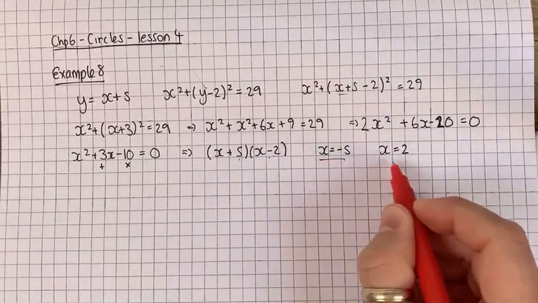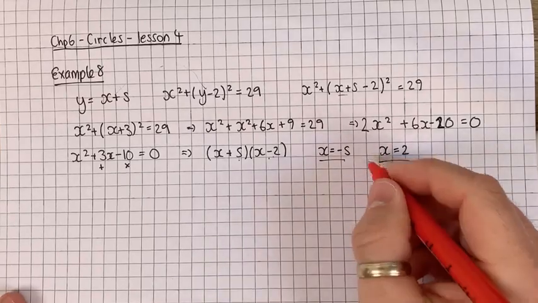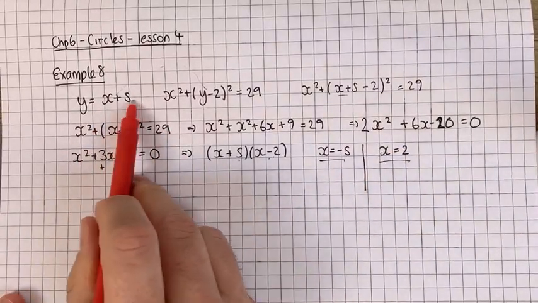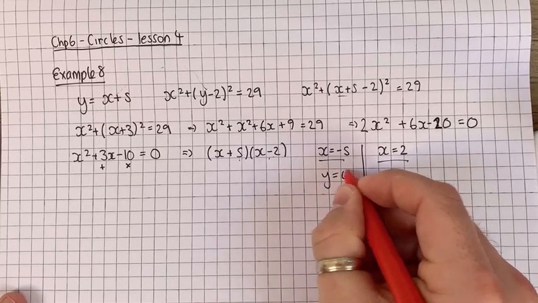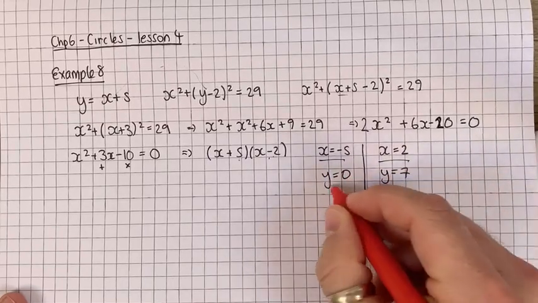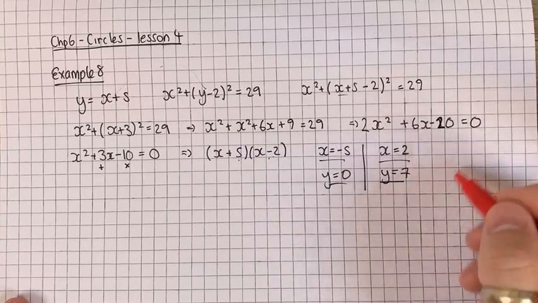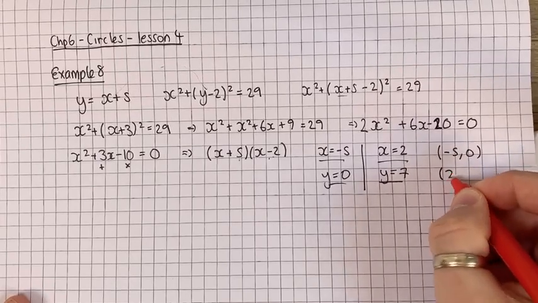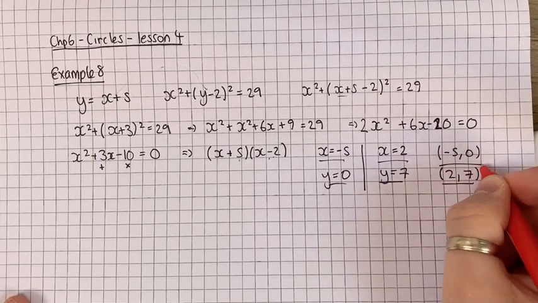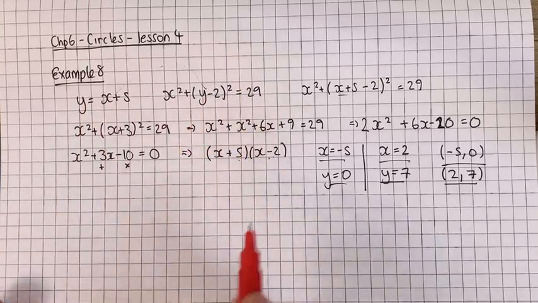At this point, a very common error is students leaving the question there, but we do have to work out the y coordinates, which is very simple because we've got y is x plus 5, so just need to add 5 to both of these. So y equals 0, y equals 7. It's good practice to give these answers as coordinates. There can be no misconception which goes with which. So we've got (minus 5, 0) and (2, 7) are the 2 points where the straight line meets the circle.